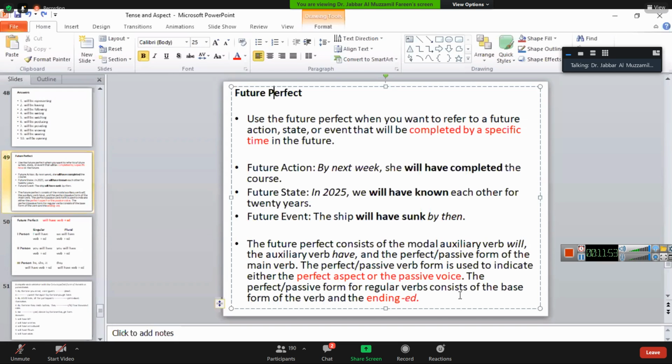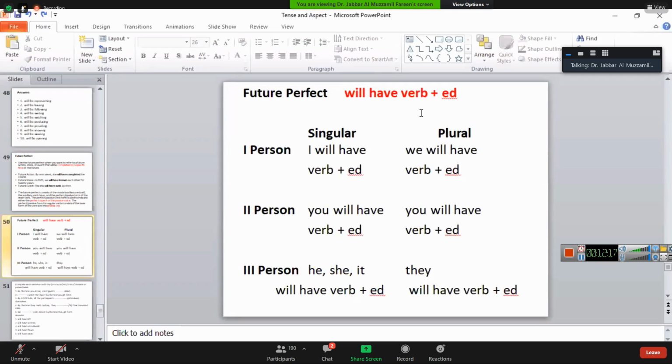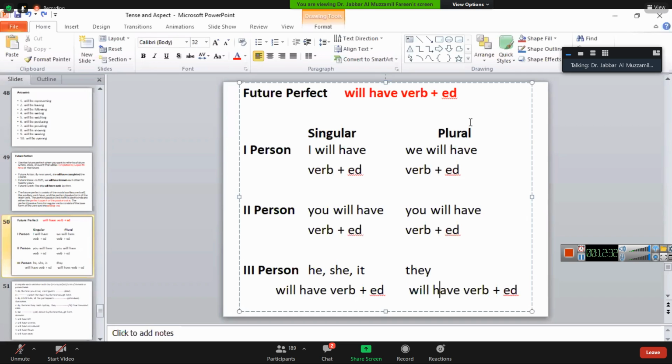The perfect passive form for a regular verb consists of the base form of the verb plus ed. But for irregular verbs, it changes to the past participle. That is where the complications arise. So the key term reflects uniformly, common to all. You can see for first, second and third person, singular as well as plural, will have is used irrespective of singular and plural. What is the change here? Verb plus ed. So commonly this future perfect will carry this key formula, will have plus verb plus ed. But that ed is the complicated term.